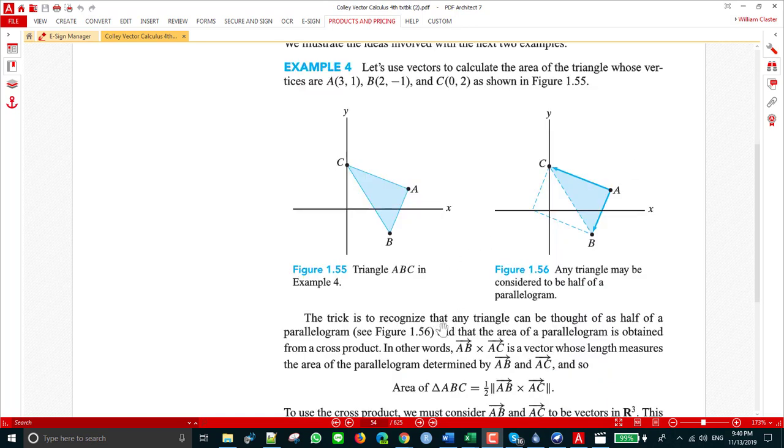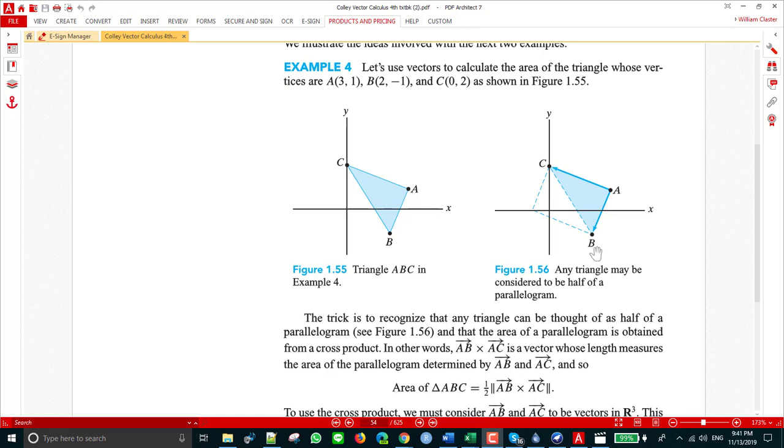So they say the trick is to recognize that any triangle can be thought of as half a parallelogram. So here's the triangle, but here's the parallelogram. And that the area of a parallelogram is obtained from the cross product. Well, that sounds a little bit strange because the cross product is supposed to give us a vector. So how does it have anything to do with this area?